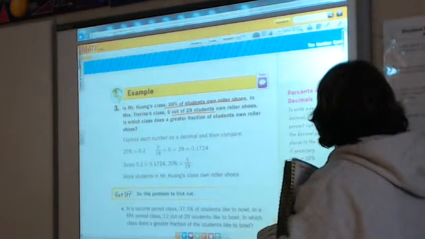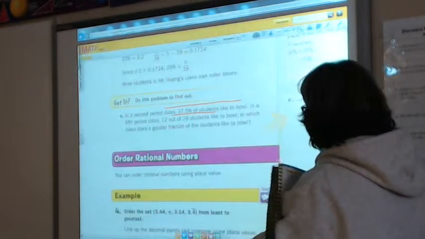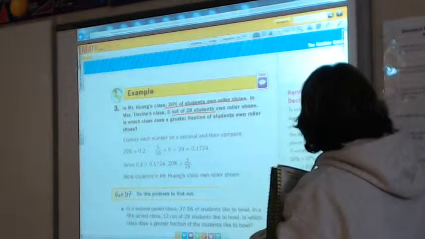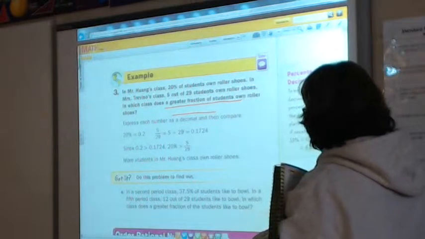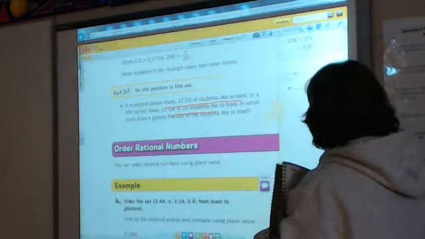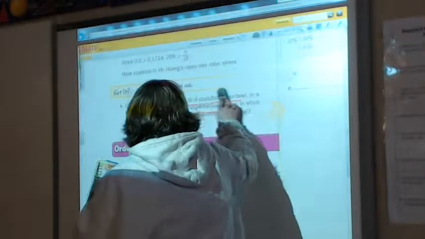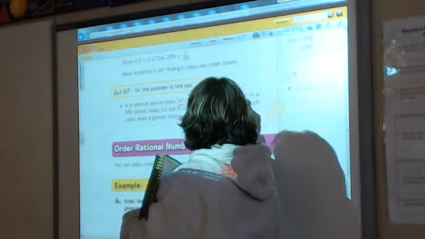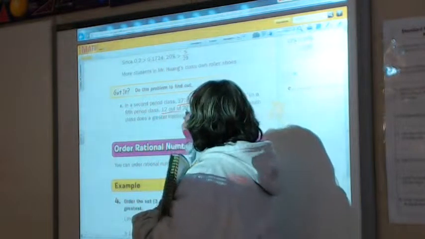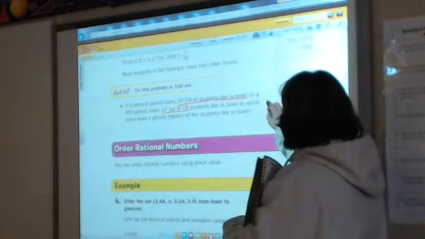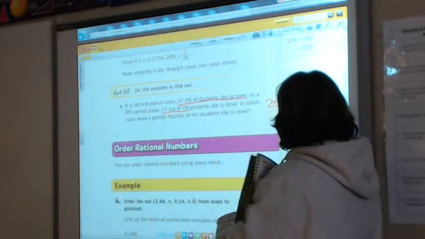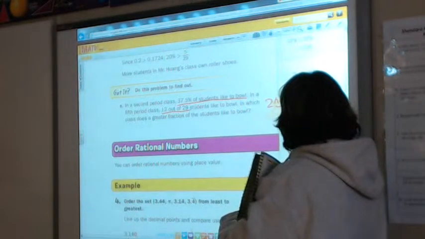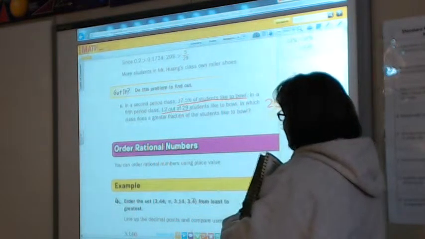Okay, so now we're going to go down to the letter E. So E is the same thing. Okay, E gives you a word problem. 37.5% of the students like to bowl in second period. 12 out of 29 like to bowl in fifth period. So second is 37.5%. To do that, we just move our decimal 2 spots to the left. So it's 0.375. That's second.